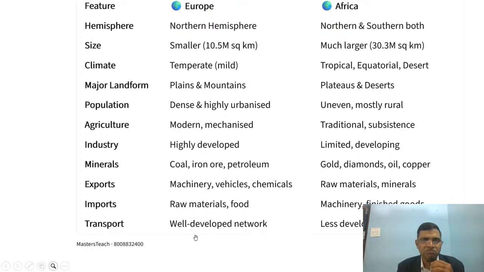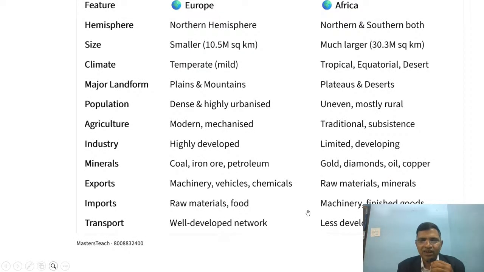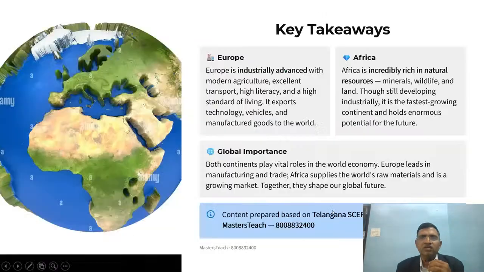The transport is well networked in Europe, whereas it is less developed in Africa. So this is what we learned about Europe and Africa. Europe has well-developed industry and agriculture, excellent transport, a high literacy rate, and a high standard of living. Vehicles and everything are manufactured there, whereas Africa is rich in natural resources, minerals, wildlife, and land. But it is still developing. It is the fastest growing continent, with huge capacity to develop in the future.